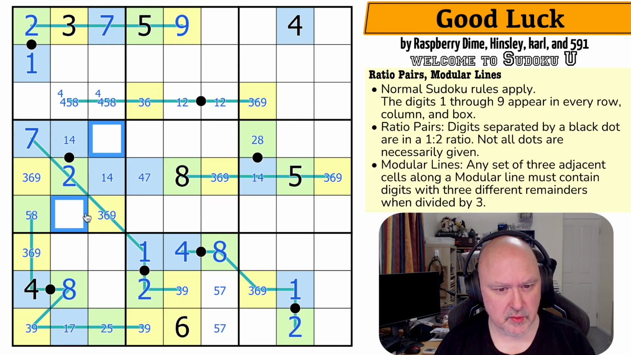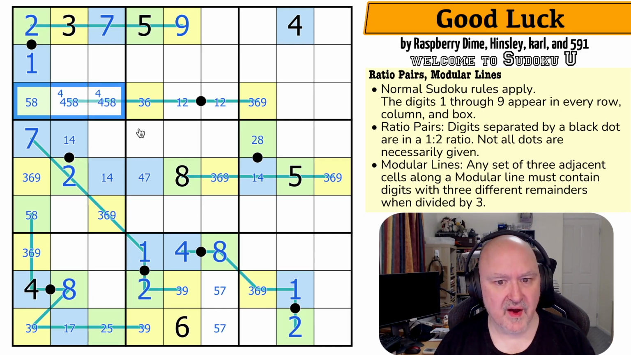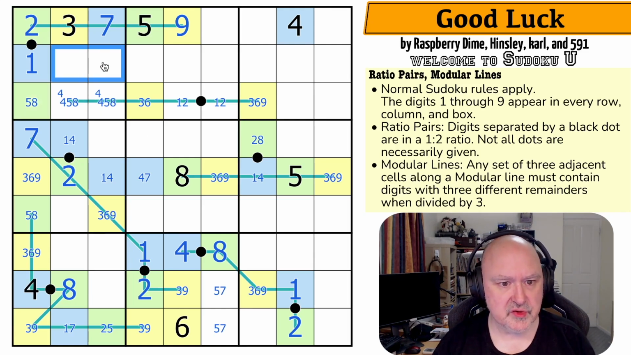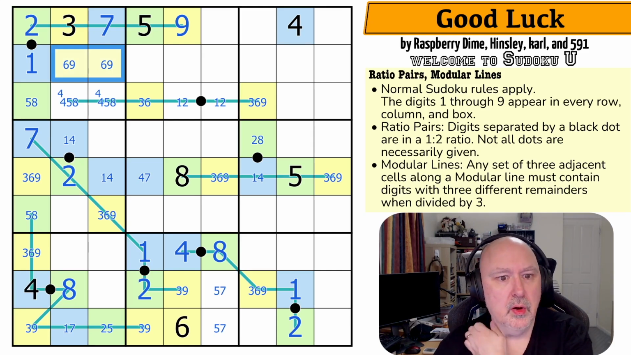Not sure how to deal with that. But this is now green. So it's 5-8. And that's a 4-5-8 triple. So 1, 2, 3, 4, 5, 6, 9. This is now a 6-9 pair. These are both yellow. Okay.